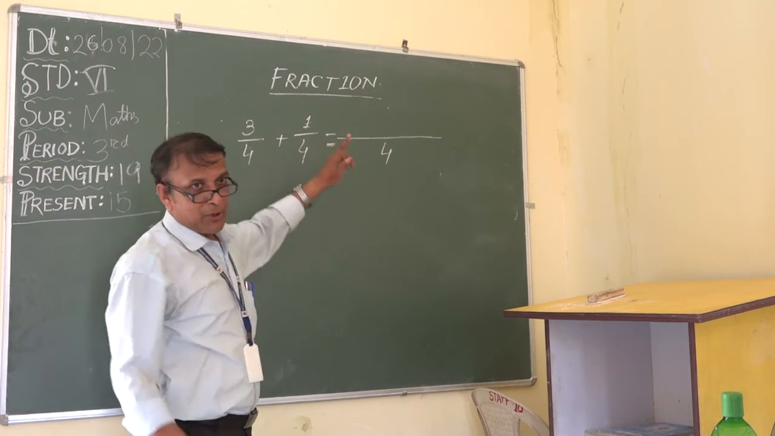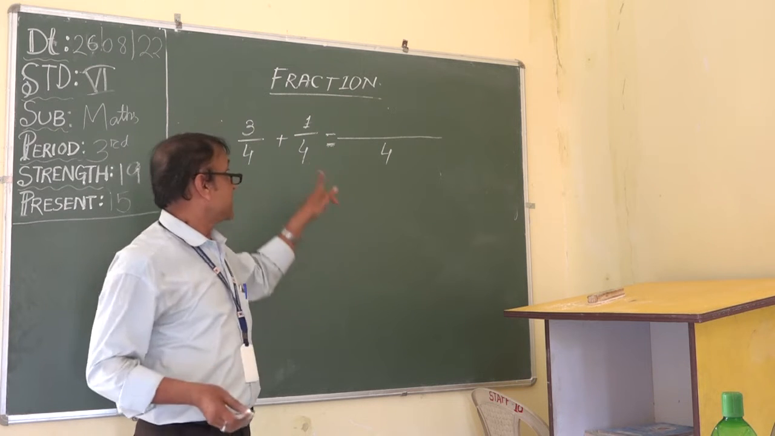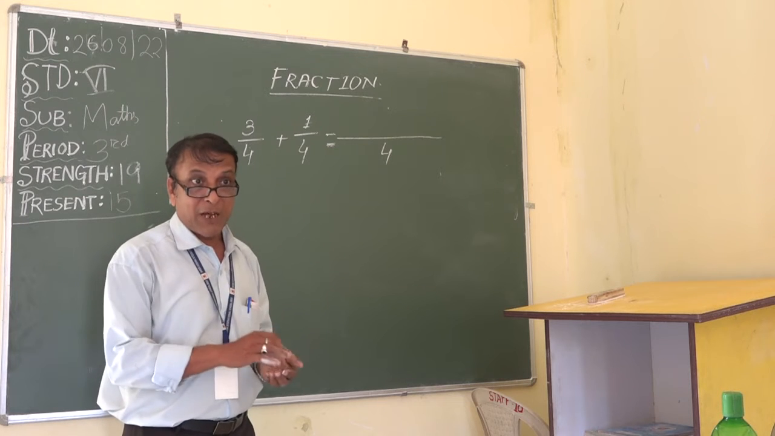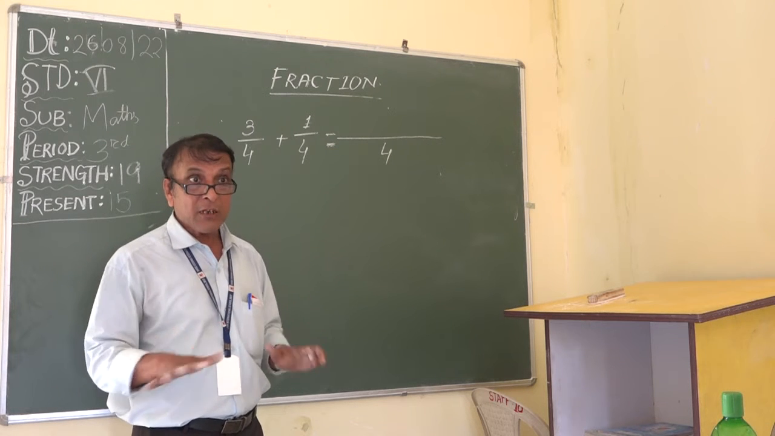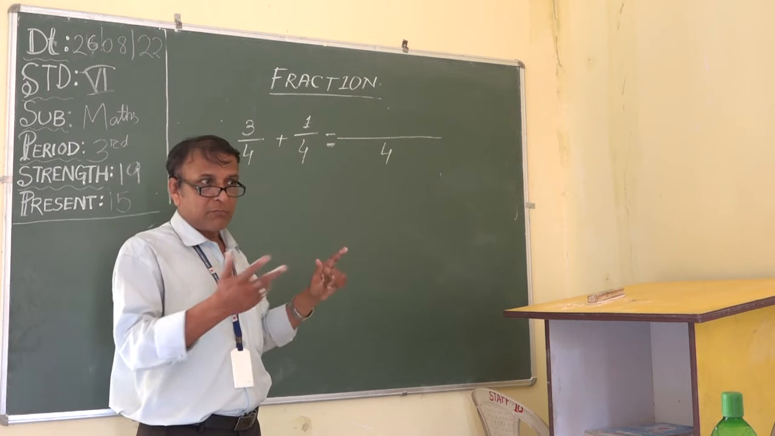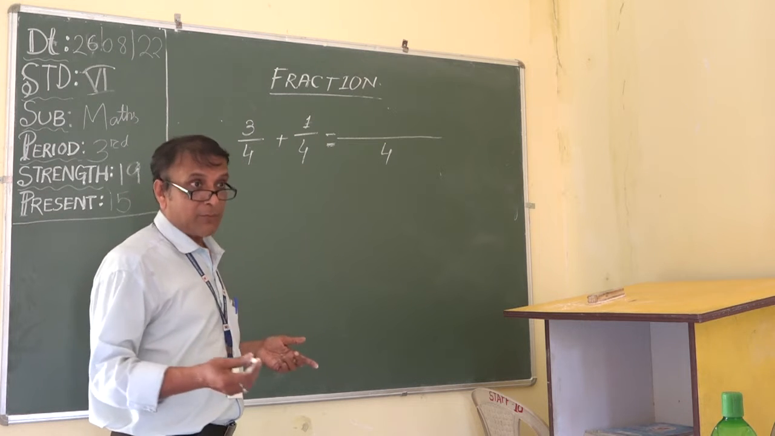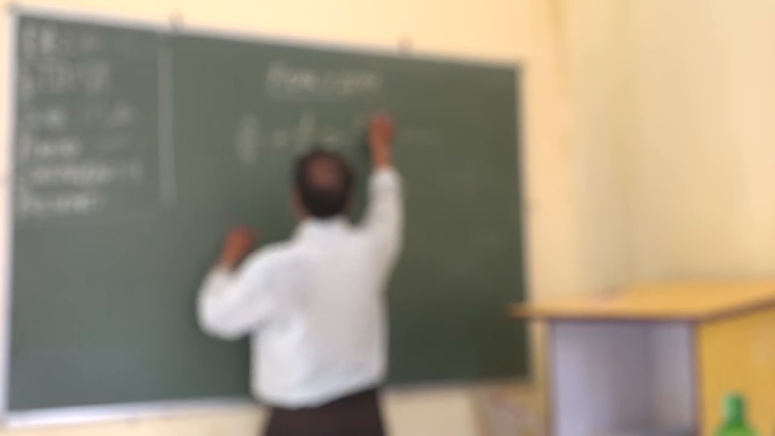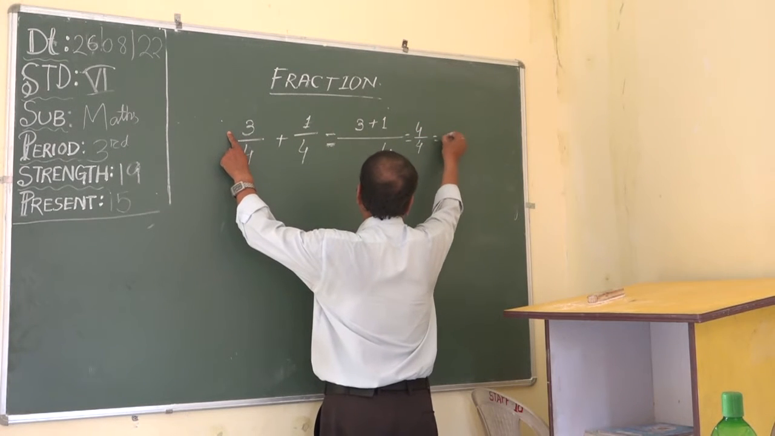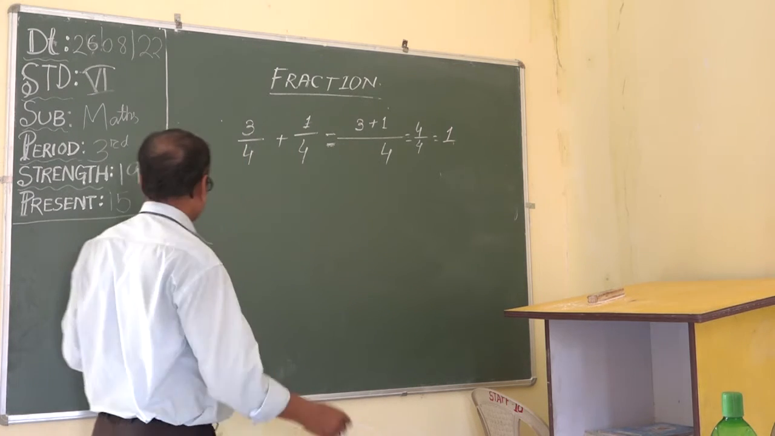Now, if the denominators are equal, then you simply add if it is addition, and simply subtract if it is subtraction. But first of all, you have to make the denominator same. If the denominator is the same, then you can add or subtract the numerators. So here it is 3 plus 1, that is equal to 4 by 4. That is your answer. I am giving you another example.